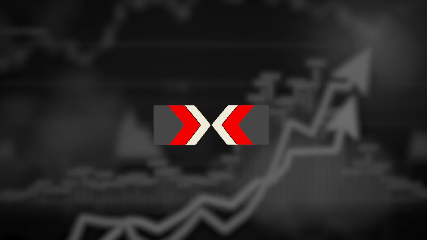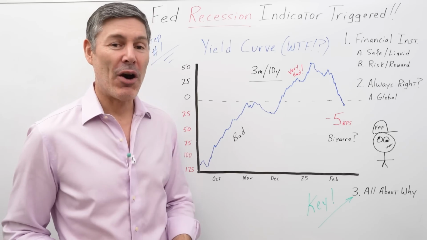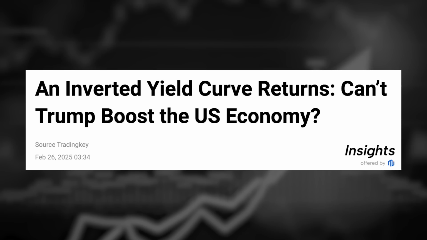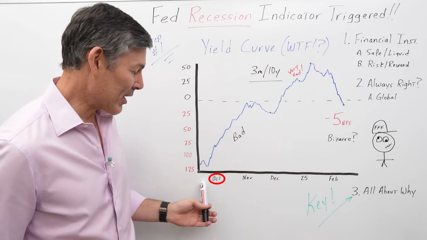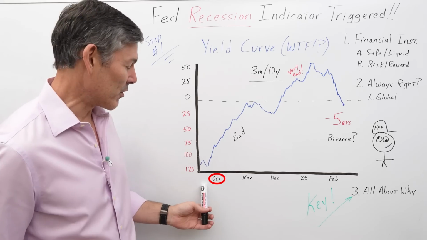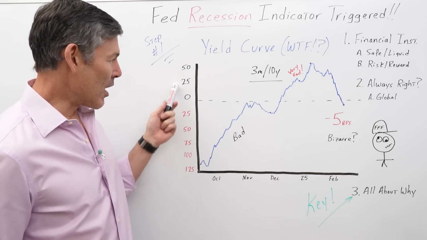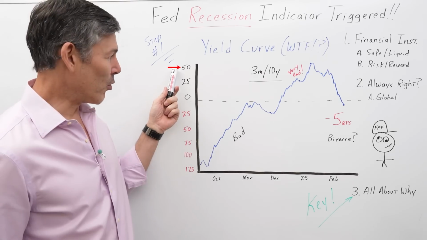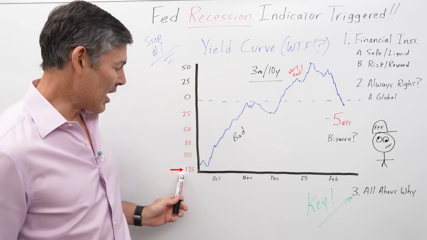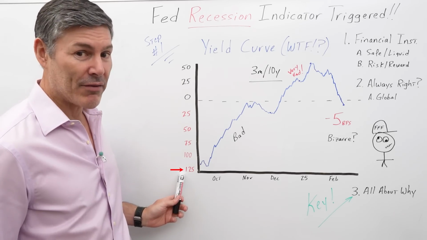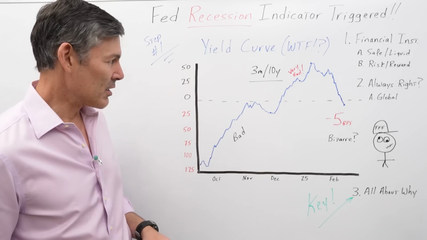Step number 1, let's go over this crazy yield curve and how it just inverted again. We look at a chart, today's date going all the way back to October or so of 2024. On the left, we start at 0 way up here, and we go up to 50 basis points. That's 0.5%. And then we go down to a negative 125 basis points. Should have put negative there, but you guys get it with the red numbers.